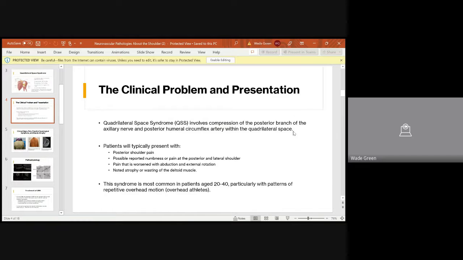Okay. So quadrilateral space, right? The patient's going to present with posterior shoulder pain, potential numbness, right, at the posterior and lateral shoulder. Pain's typically going to get worse with abduction and external rotation, right, and potentially noted atrophy and wasting of the deltoid muscle, right? Most common in patients between the ages of 20 and 40, and also obviously with patterns of repetitive overhead motion.